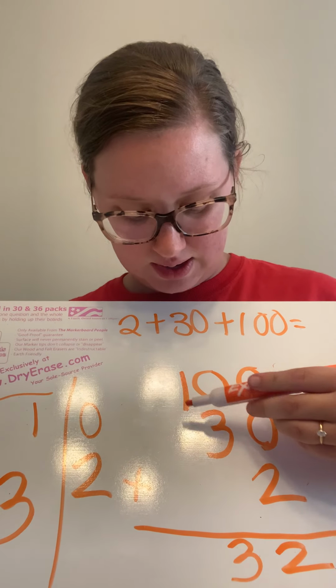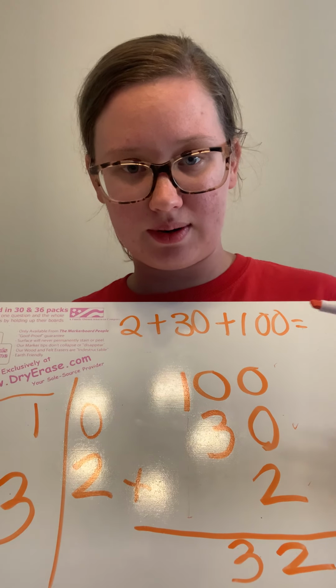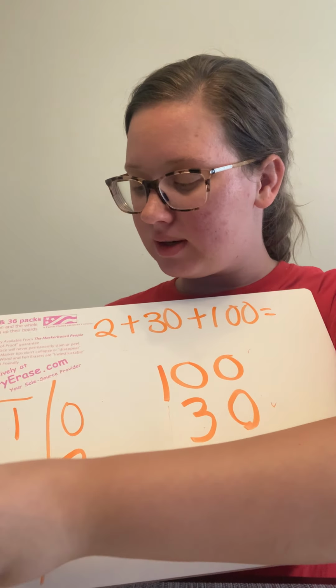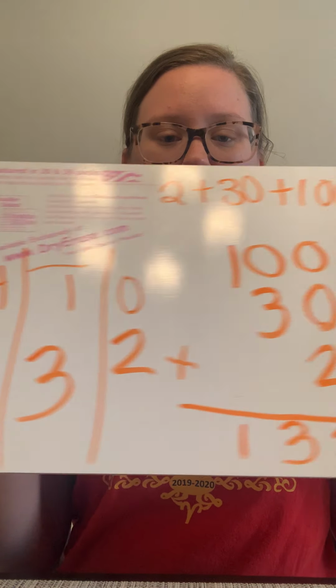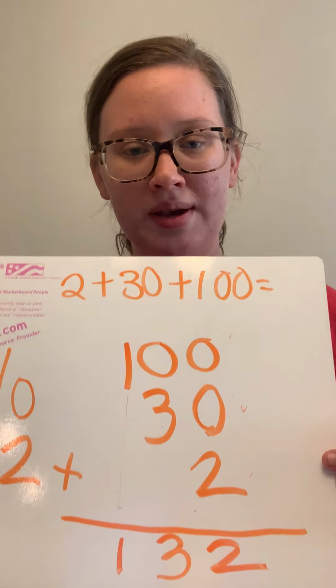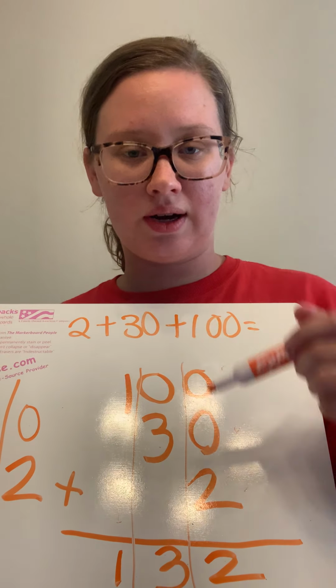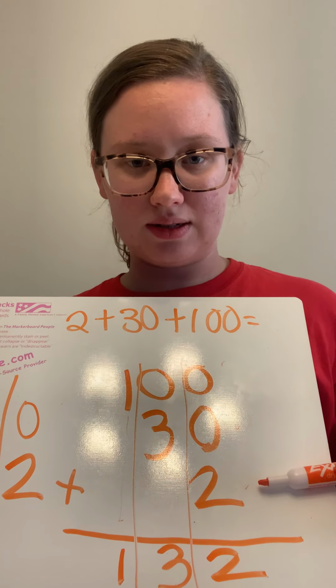And my hundreds place, I only have 1 number there. So 1 plus nothing is 1. So my standard form for this number is 132. For me, it's easier to be able to visualize my ones, my tens, and hundreds, so that's why I like to line them up like this.